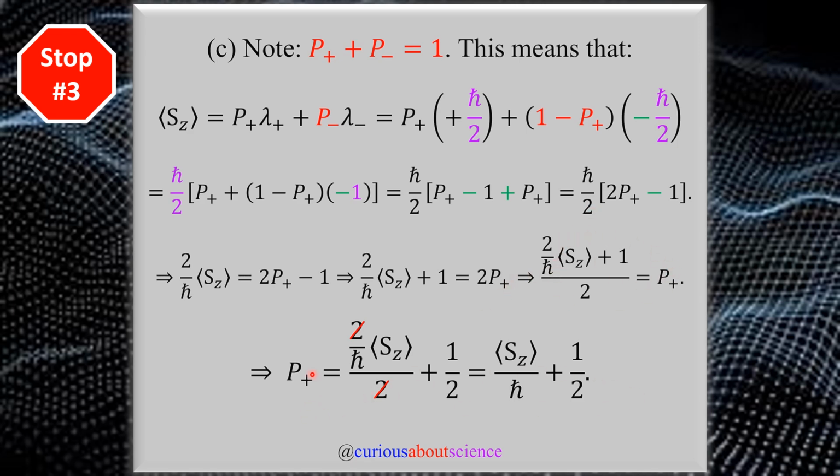Simplify that down, and we see that the probability for positive is the expectation value of SC over h bar plus 1/2. The reason why we do this is because this gives us the probability of measuring spin up along the z-axis, where we know how to find the expectation value SZ from the density matrix itself, and that's pretty darn helpful.